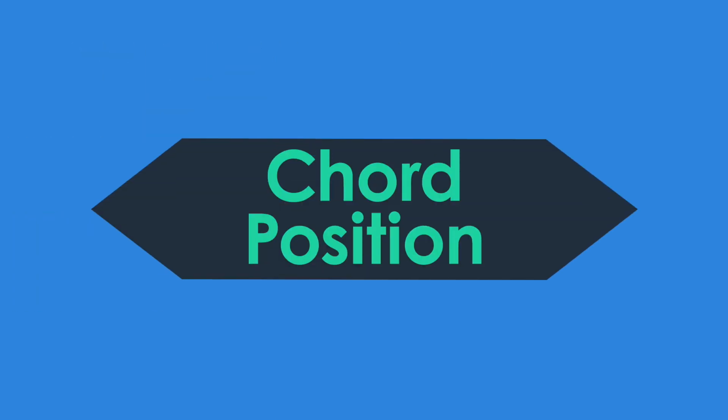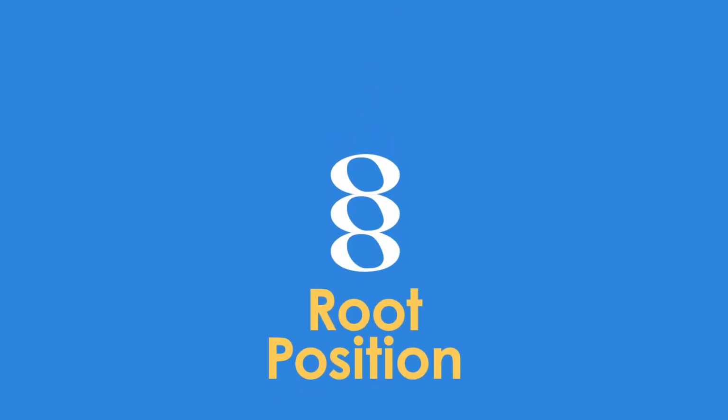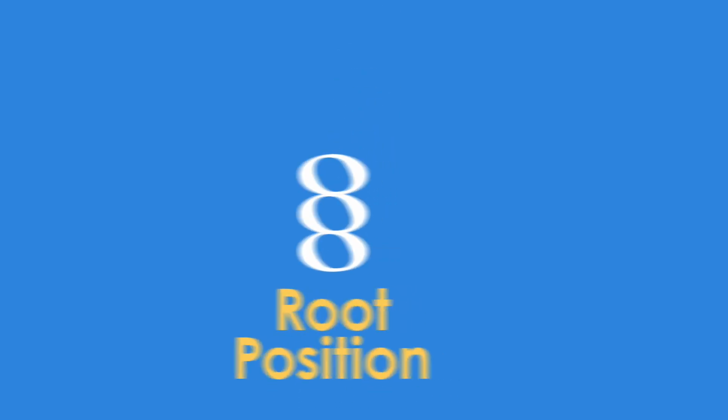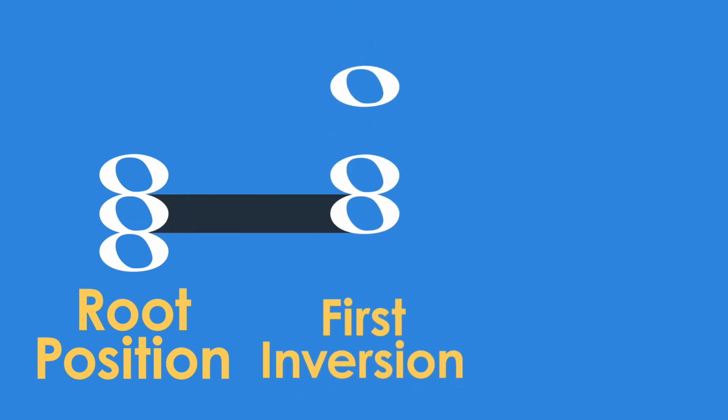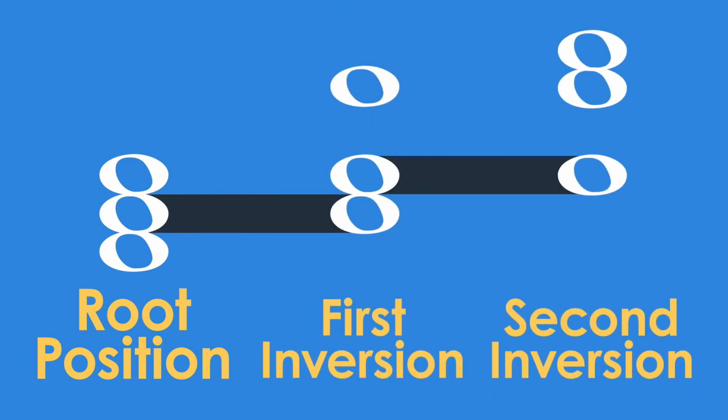Next, unlike the perfect authentic cadence, the chords in the imperfect authentic cadence don't have to be in root position. So, unlike the perfect authentic cadence, you can have the 3rd in the bass or the 5th in the bass. They don't have to be in root position.